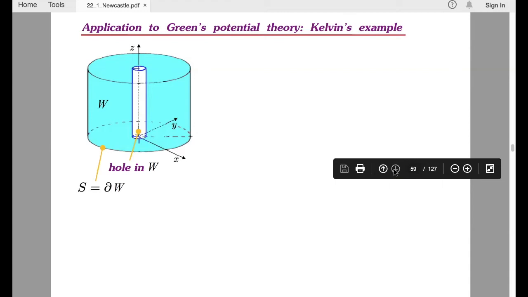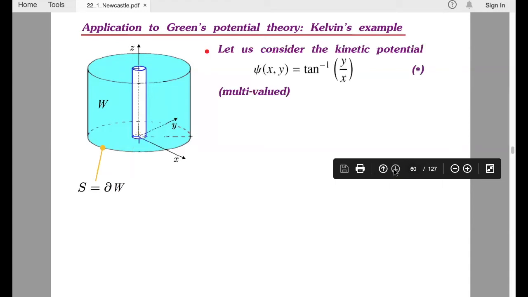Well, Kelvin wanted to put to work the idea of Riemann. And so he said, well, let's consider a kinetic potential that has exactly the form of the function you saw before, arctan. And you immediately think that because of the symmetry chosen in the picture, you can think of this as a function of 2 variables only, x and y. So this function is multi-valued.